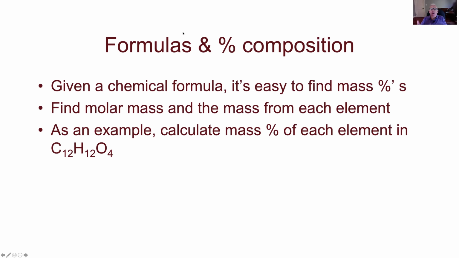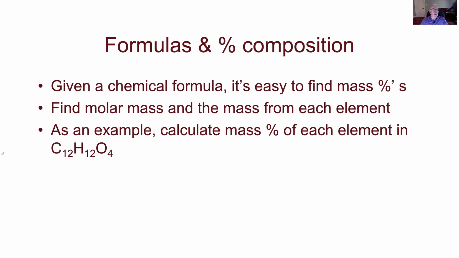Given a chemical formula, it's pretty easy to find out what fraction of the mass would come from each element, okay? You can do that because you could add up the total molar mass for the compound. We've already talked about how to do that, right? And along the way, as you find that total molar mass, you're finding the mass of each element that would be in the compound, right? So if you divide the part that is one element by the total molar mass, you'll get the fraction. That's just how we find percentages, right?